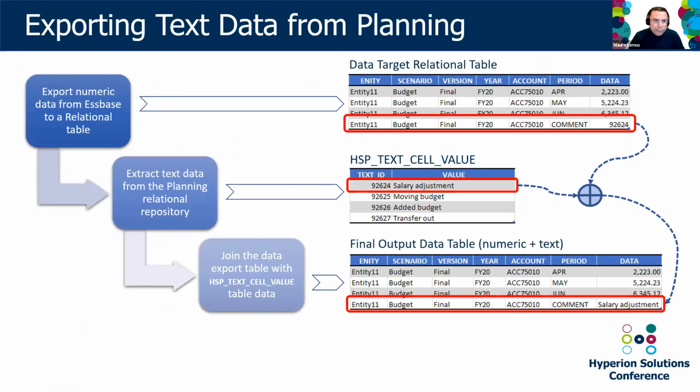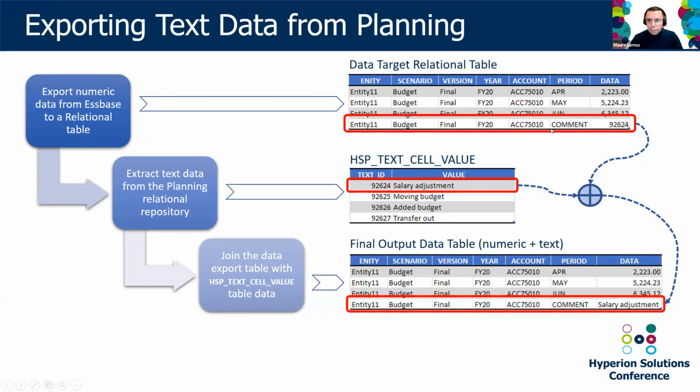We mentioned that we don't have the option to export data into relational tables using the outline load utility. So here we can leverage the data export calculation function in Essbase. We can export numeric data into a relational table like this one, where we have all the dimensions defined, and then we have the data field.